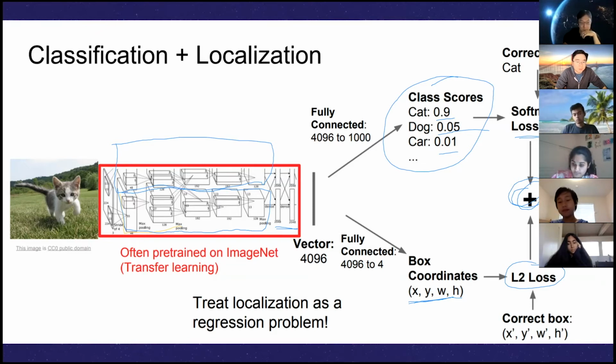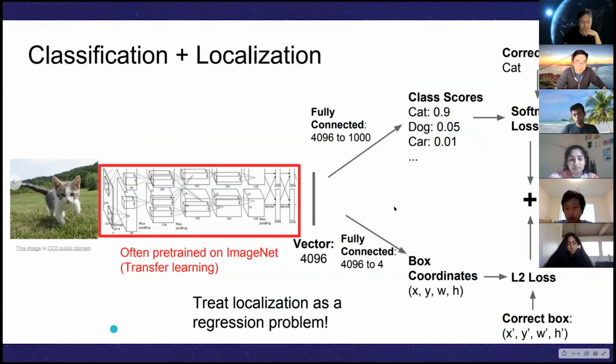You're basically penalizing the network if you do not get the classes right. And you would also penalize the network if you do not get the coordinates right. That's pretty simple, right? You see how our understanding builds upon each other.